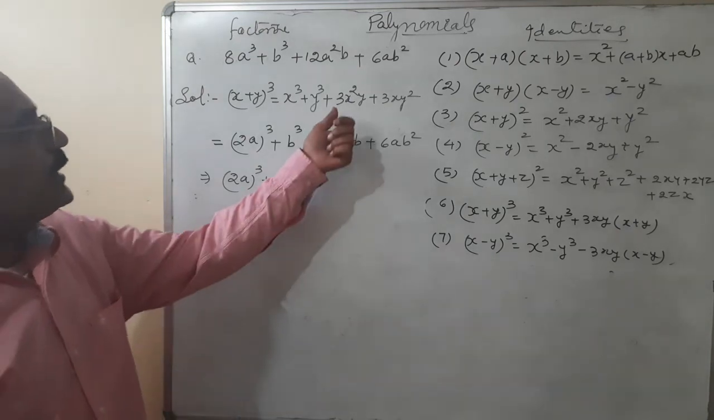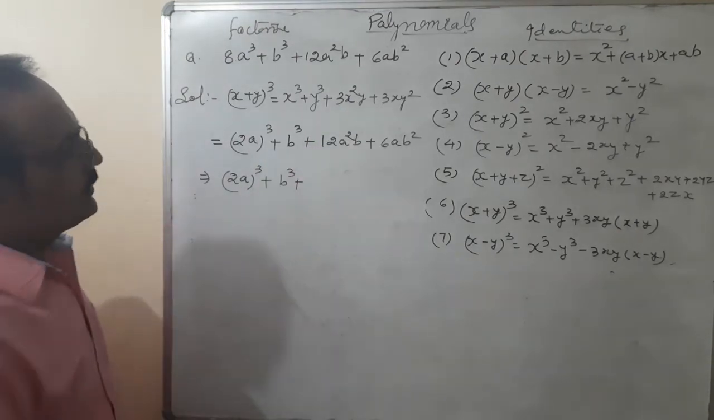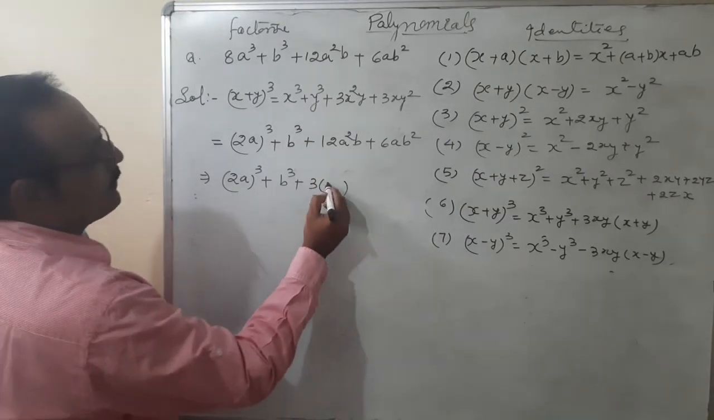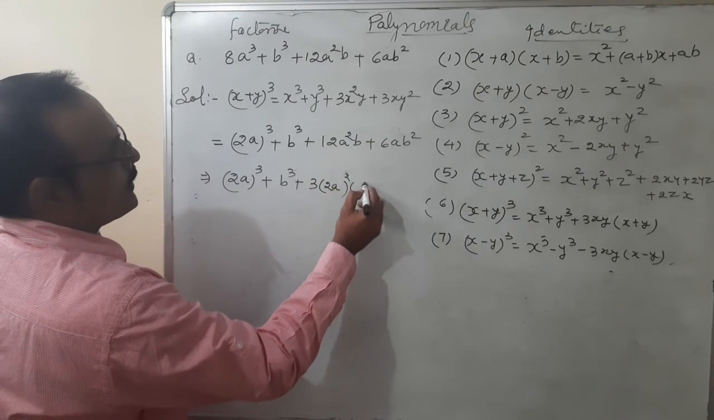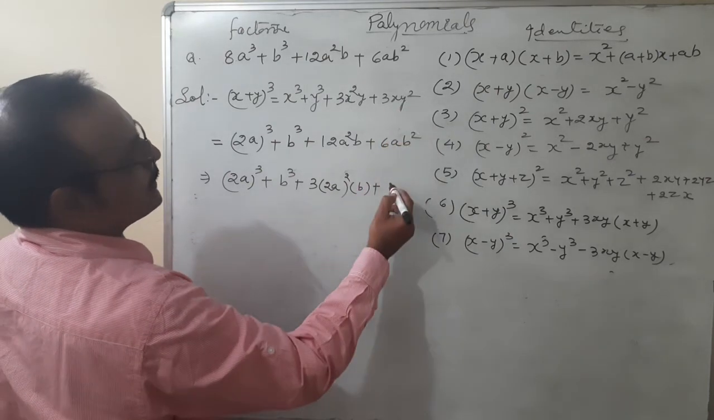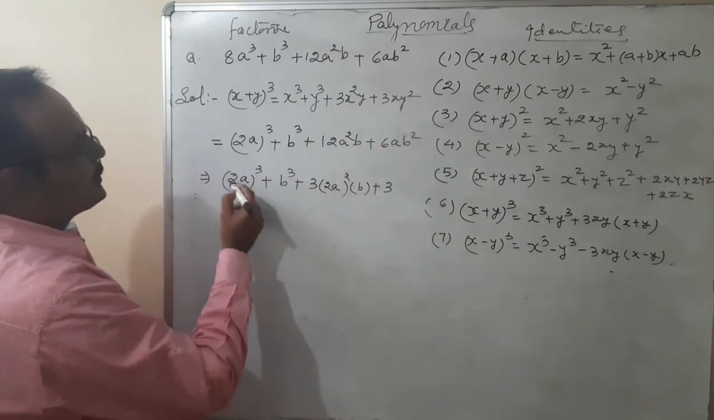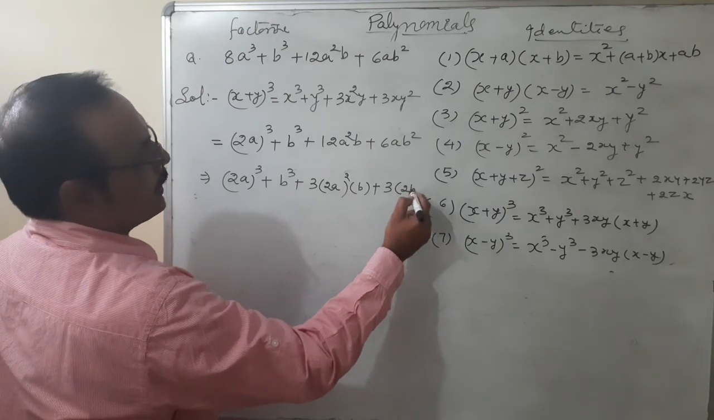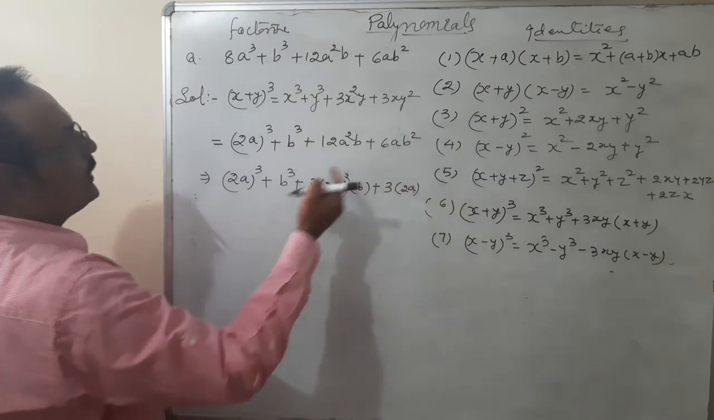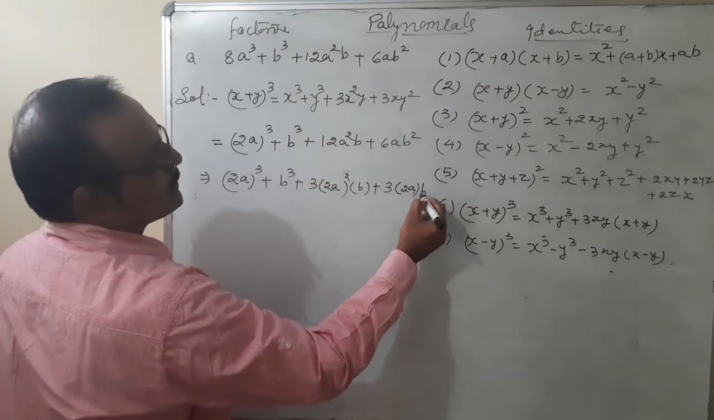This term I want to write as 3x square y. 3, what is x? It is 2a. And what is y? It is b. Plus 3xy square: 3, x means 2a, and y square, that is of course b square.